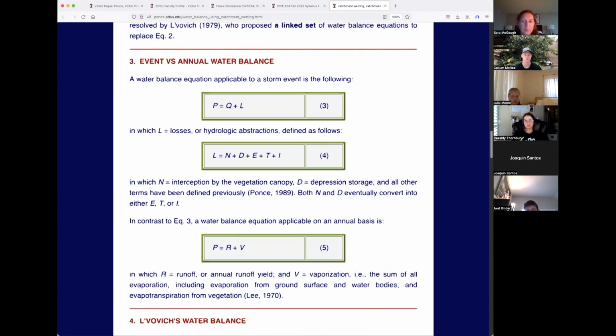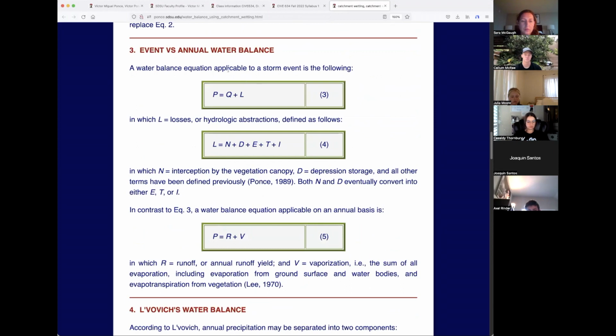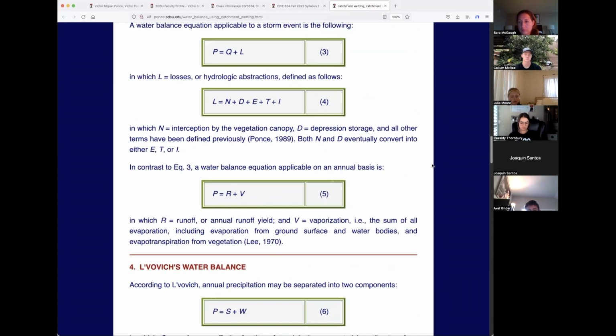Okay, so now we move in here to event versus annual water balance. We have in here the event water balance is given in terms of Q plus losses, while the annual water balance is the whole thing. It's the runoff plus the vaporization. There are no losses in here. All the losses are included in the V. So these are two different. The number 3 is event, meaning short. Event could be a day, 2 days, 5 days, 10 days.